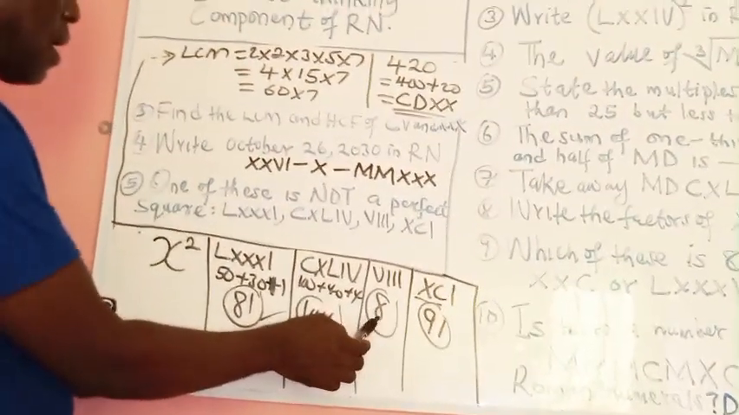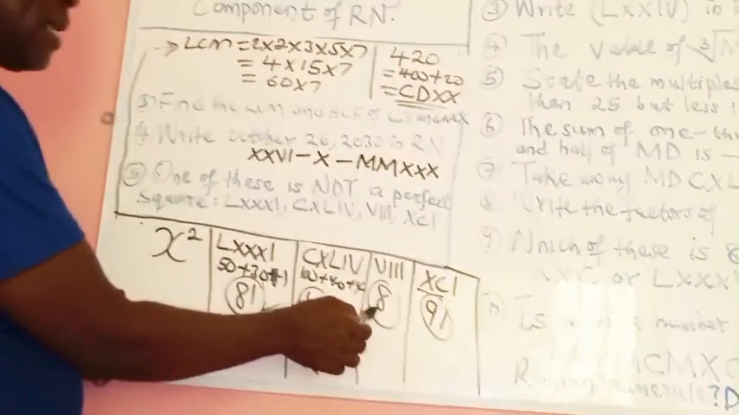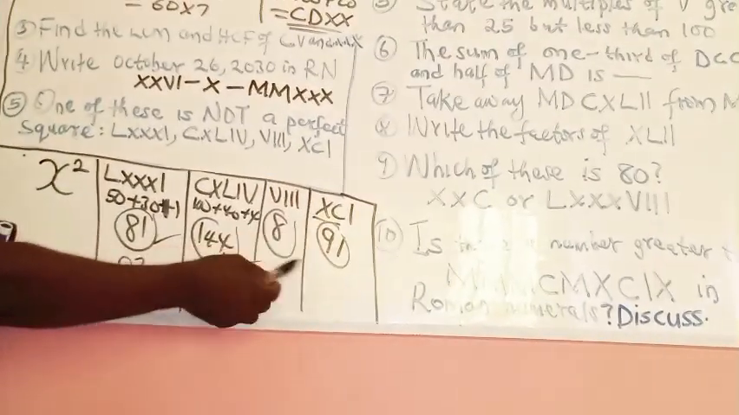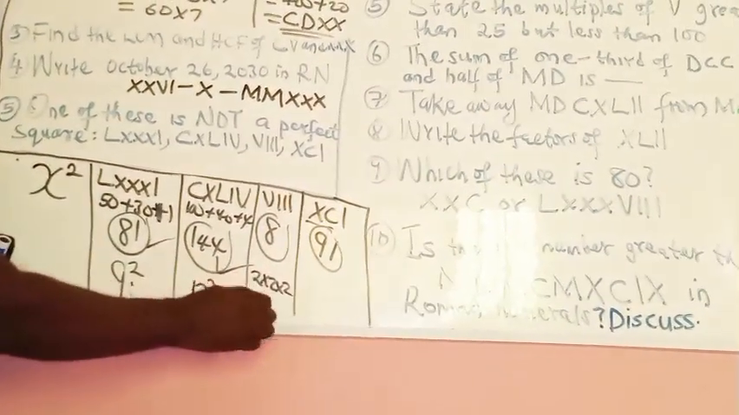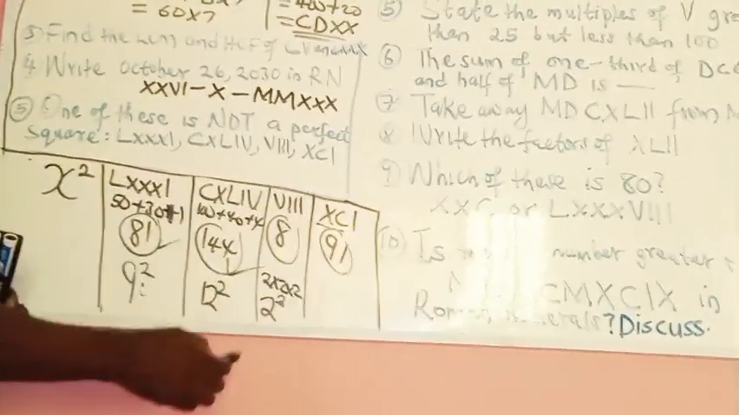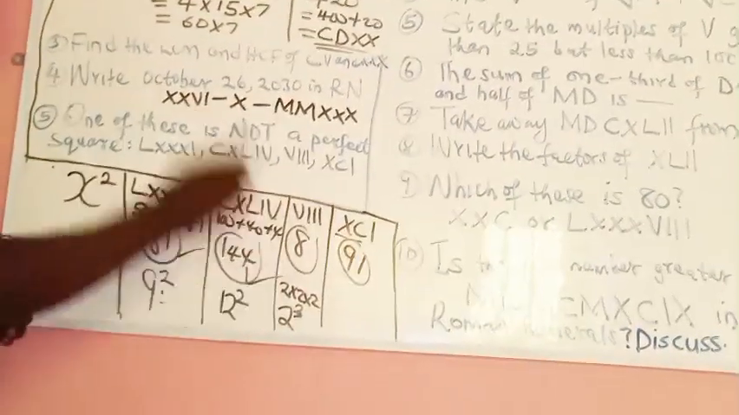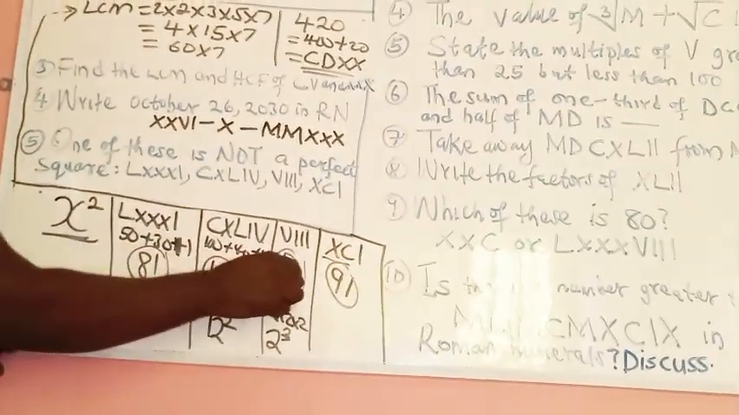Okay? Then, 8. Look at this 8. There's no way I can write 8 to the power of 2. 8 can only be written as 2 times 2 times 2. This one is to the power of what? 3. And perfect square means to the power of 2. Okay? So this one is not a perfect square.